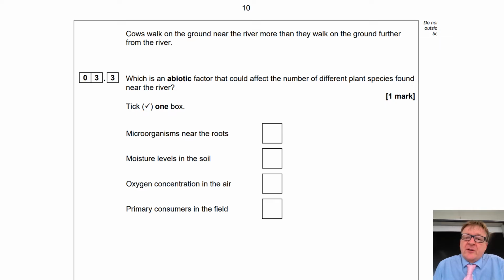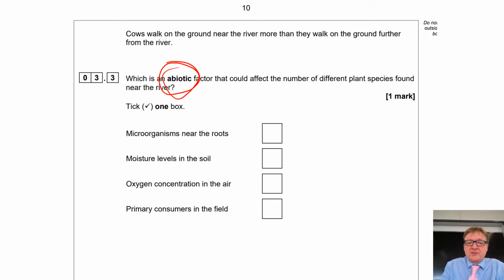Cows walk on the ground near the river more than they walk on the ground further from the river. Okay, that kind of makes sense. Which is an abiotic factor that could affect the number of different plant species found near the river? Abiotic is the non-living.